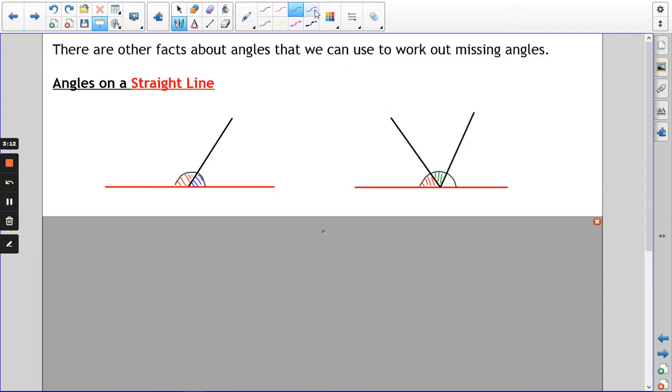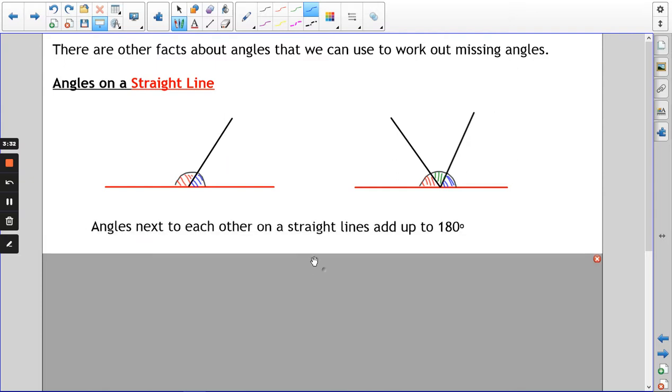So it's 3 angles, but when you put them together, they look like half a circle, a semicircle. Now if you know how many degrees are in a full circle, 1 full turn, which is 360, it must mean that there are 180 degrees in half a circle, and so the rule is that angles on a straight line add up to 180 degrees.